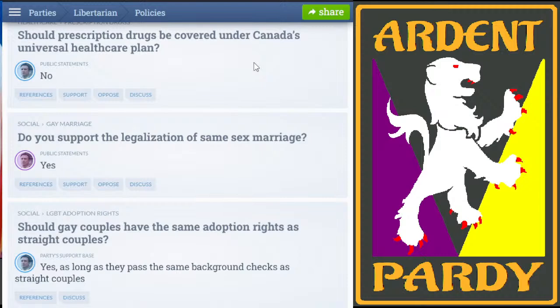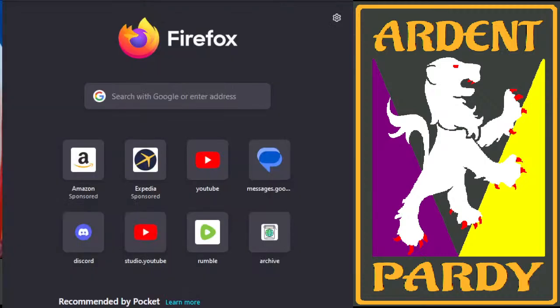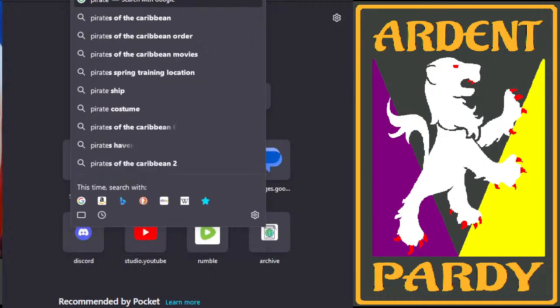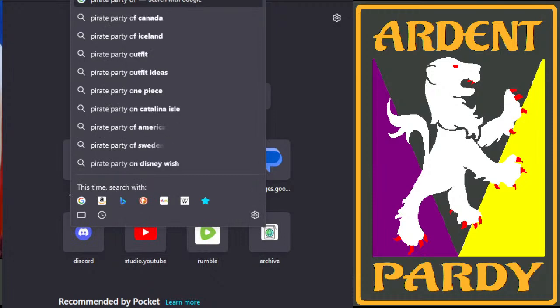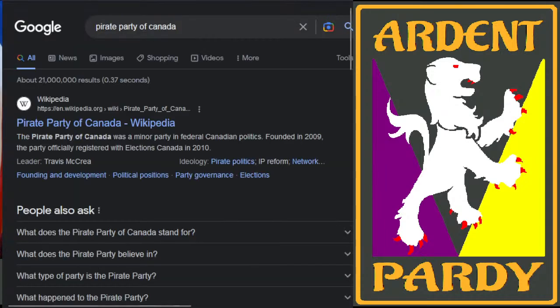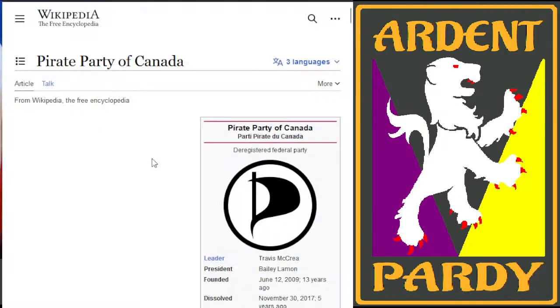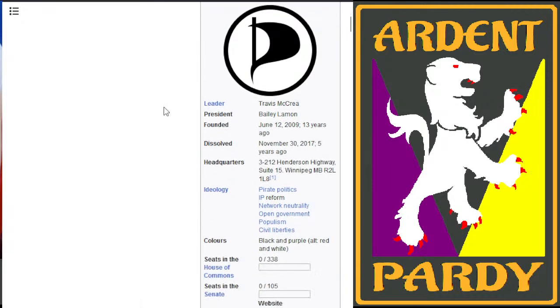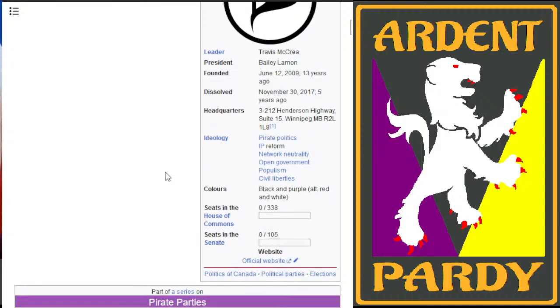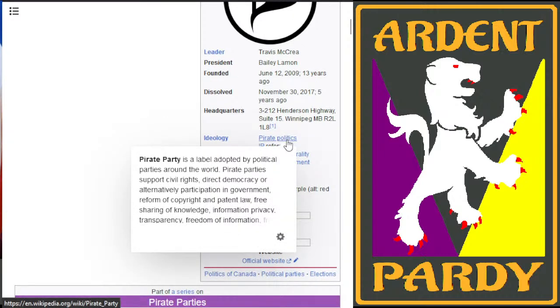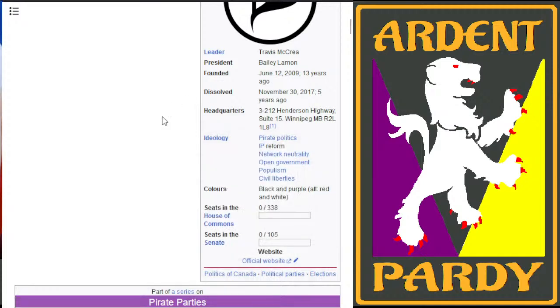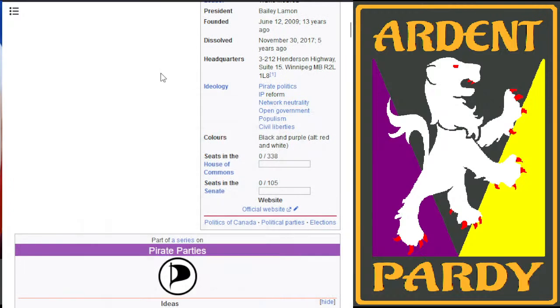Trim says these guys are dedicated to the meme. The original party definitely was. We had some really hilarious parties, actually. We used to have a pirate party. They've been deregistered, which means they're basically no longer either there's not enough membership or they've actually gone defunct. But pirate politics is a label adopted by political parties around the world. Pirate parties support civil rights, direct democracy, or alternatively, participation in government, reform of copyright and patent law, free sharing of knowledge, information privacy. Basically these guys were net neutrality meme lords.